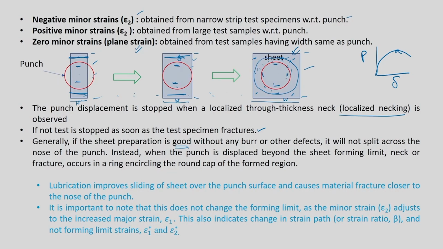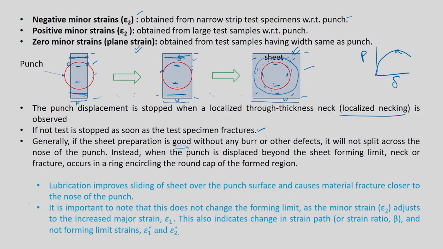If the sheet preparation is good, then this problem will be sorted out. If it is bad, then it can fail in the gripping region also. Somewhere in this edge region it can fail, especially this is a problem in plane strain mode of deformation. So one has to be a little bit careful in that.